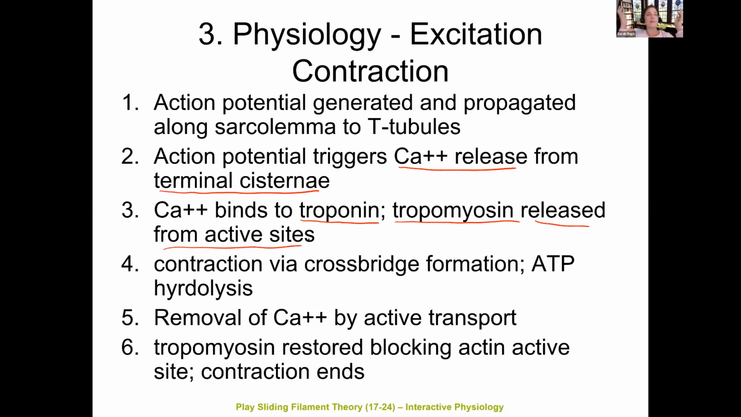Well, now the active site's open, and now the myosin head can latch on. So we call the myosin head latching onto actin, we call that cross bridge formation. And that is going to cause that sarcomere to get shorter. So this is what's going to lead to that contraction. The sarcomere gets shorter. So let me walk you through this on our whiteboard.